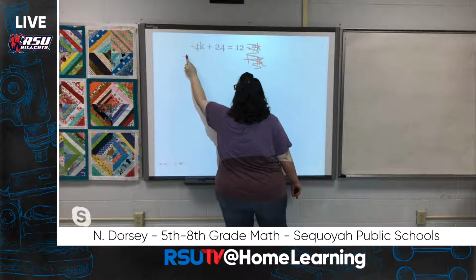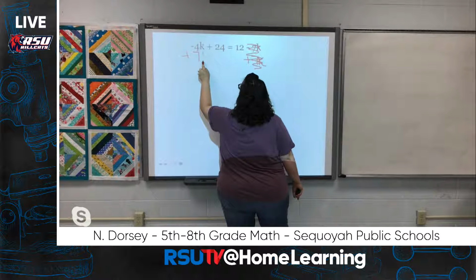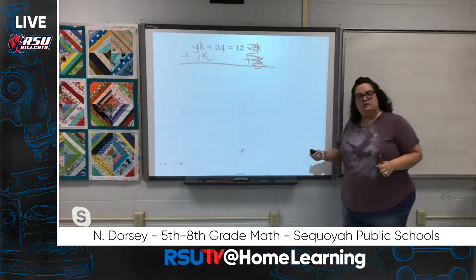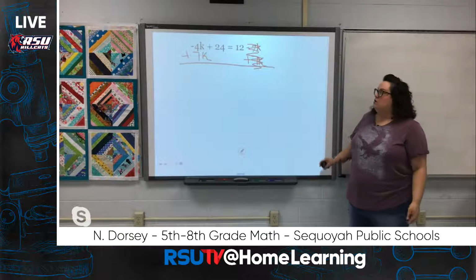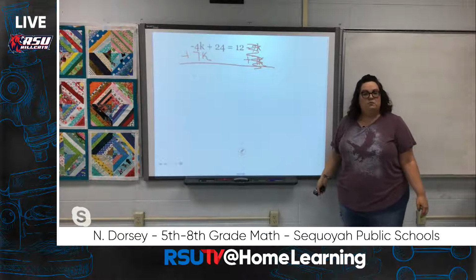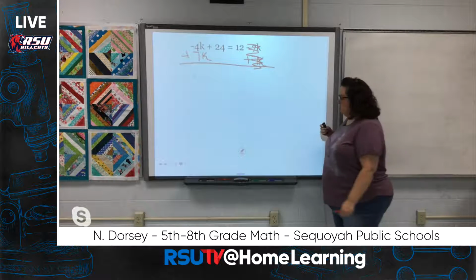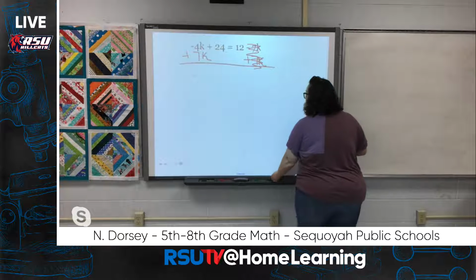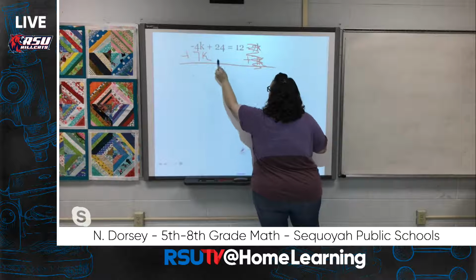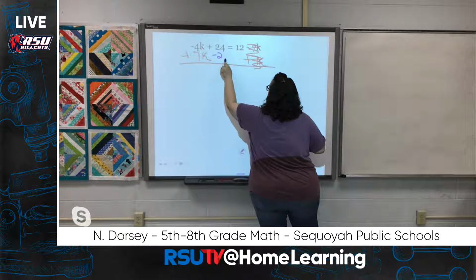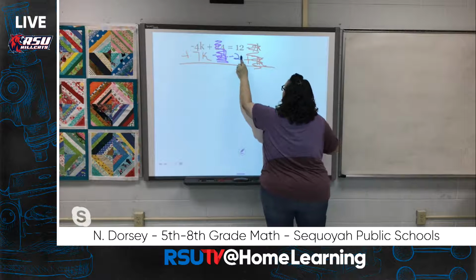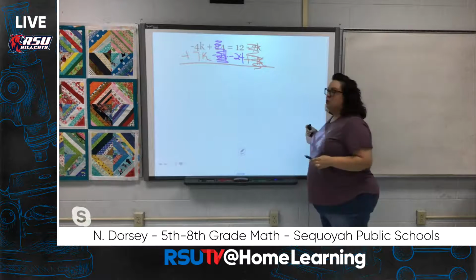So positive 7k. And remember, whatever I do to one side, I have to do to the other. So since I moved something to the left, I now have to move something to the right. I'm going to use a different color so that's easy to see. If this is a positive 24, it becomes a negative 24. So now that goes away. And now we just do the math.